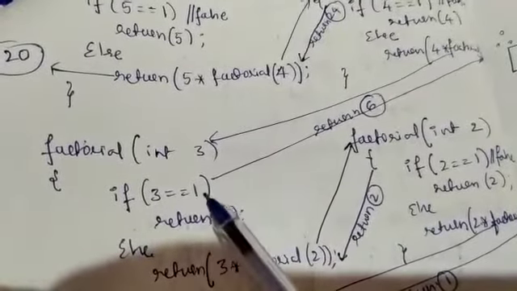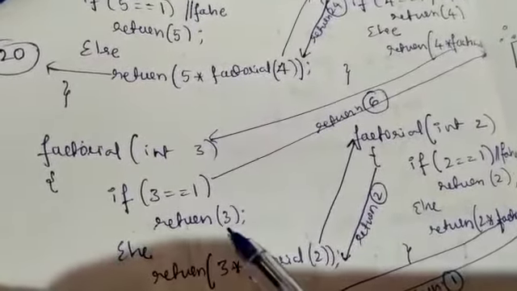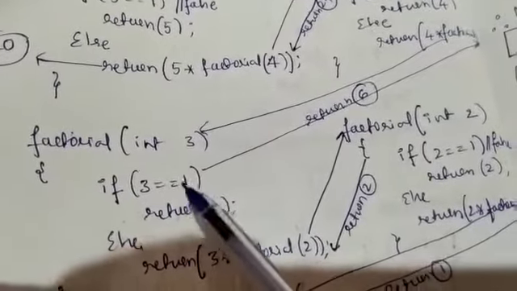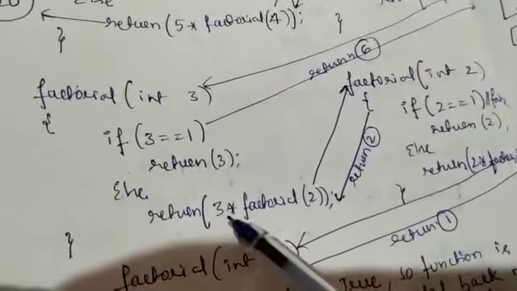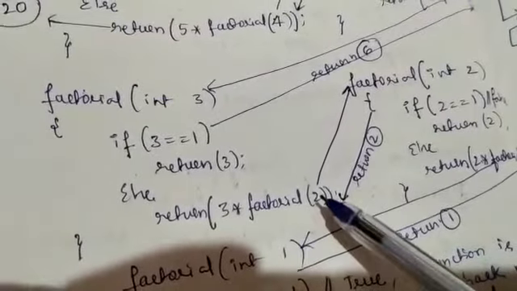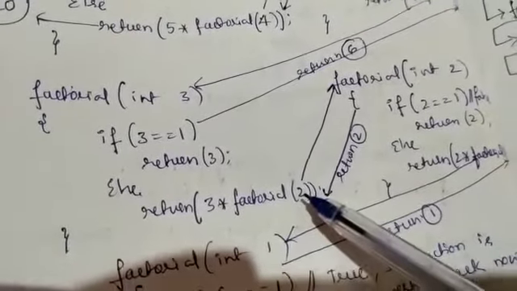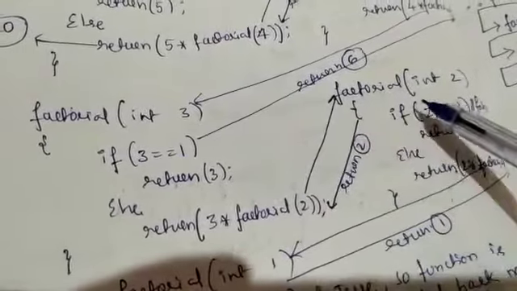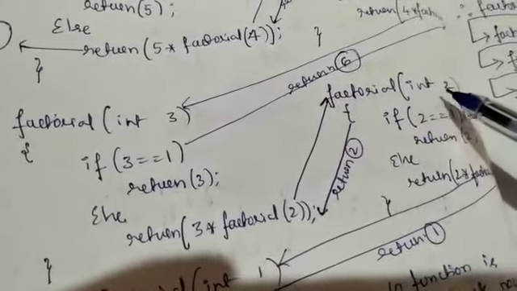If 3 is equal to 1, return 3. No, it is not going to happen. It immediately jumps to this part, 3 into factorial of 2. When the function calls itself, again it goes to the same function and calls the value 2.